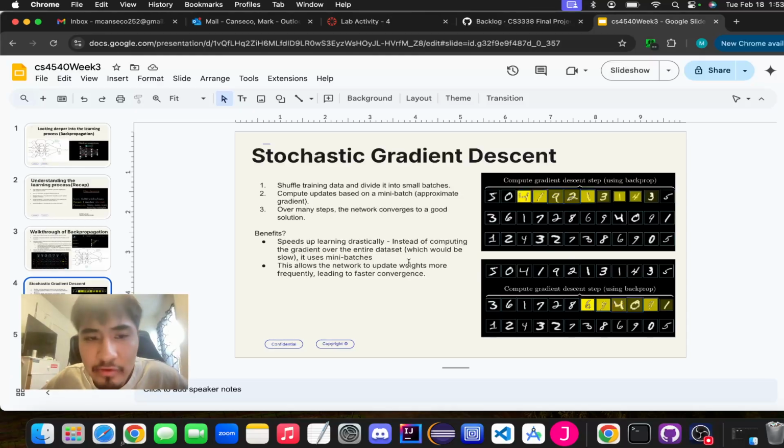If you took any sorting and algorithm classes in college, then you understand why this is much faster than doing it over the entire data set. And this allows the network to update weights more frequently, while leading to faster convergence.